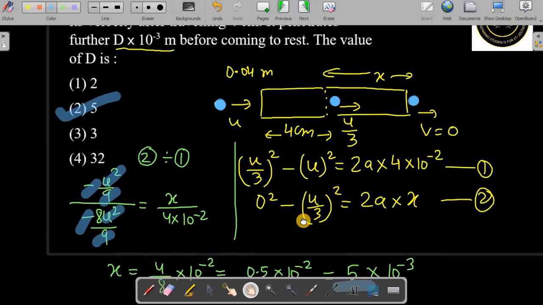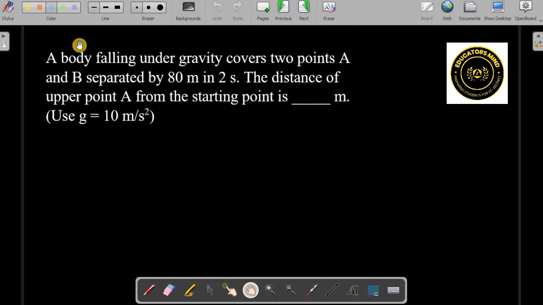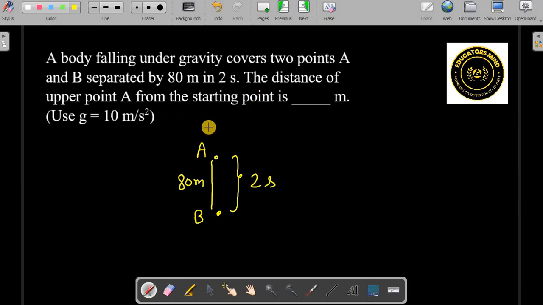Okay, so like that we can continue. Let us move to the next one. Next is a body falling under gravity covers 2 points A and B separated by 80 meter in 2 seconds. So a body is falling freely. This is a motion under gravity portion. So 2 points A and B, this distance is 80 meter and it is covered in 2 seconds. The distance of the upper point A from the starting point, let's say O, we have to calculate. Let's say this is x.